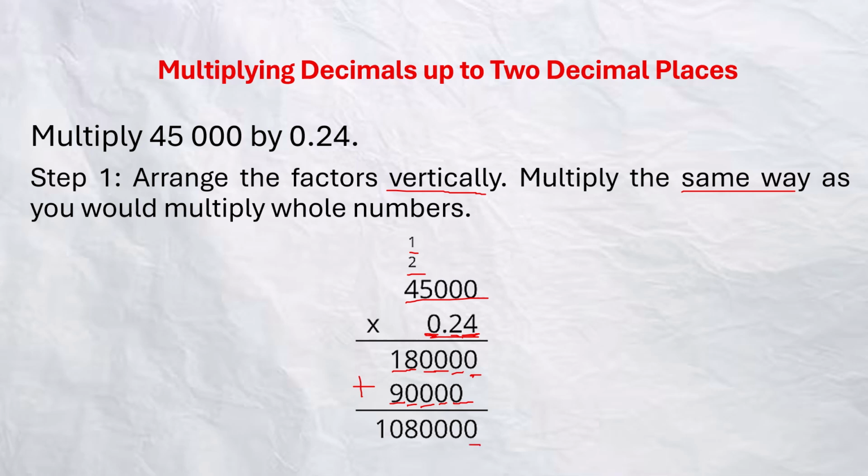So bring down 0. 0 plus 0 is 0. 0 plus 0 is 0. 0 plus 0 is 0. 8 plus 0 is 8. 9 plus 1 is 10. So we have 1,080,000. But this is not yet our final answer.